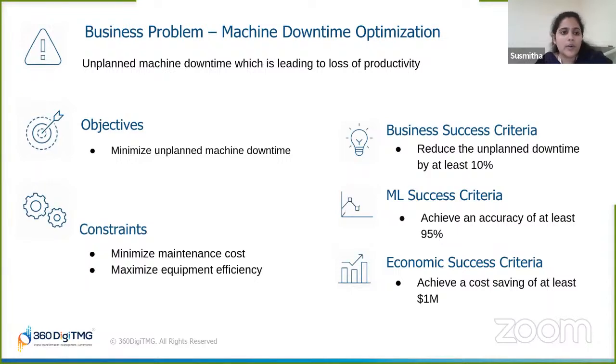So here we have the objective where we are trying to minimize this unplanned machine downtime. And the constraint that we have come up with is to minimize the maintenance cost along with maximizing the equipment efficiency. We are trying to define three success criteria. The business success criterion is a reduction in the unplanned downtime by at least 10%, the machine learning success criterion is to achieve an accuracy of at least 95%, and the economic success criterion is to achieve a cost saving of at least $1 million.